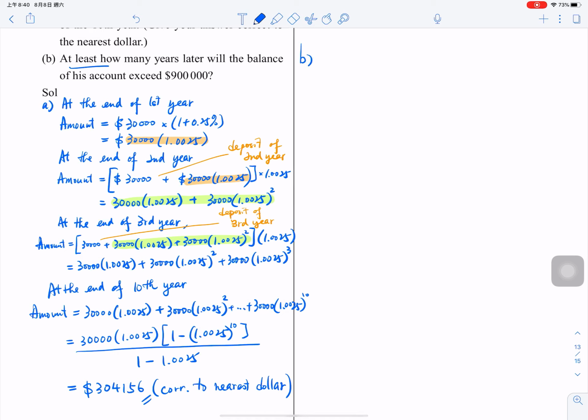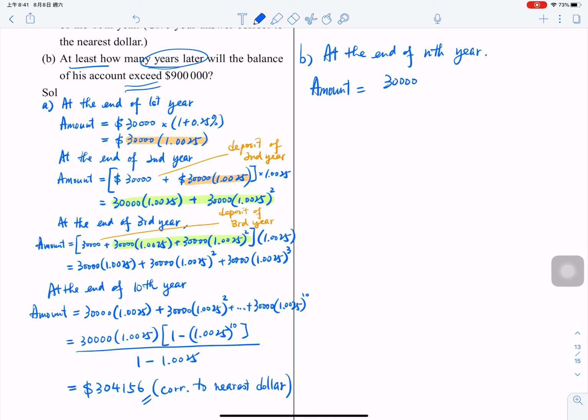Okay? Part B. At least how many years later will the balance of his account exceed $900,000? You see, after 10 years, you get $304,000. Then how many years later do you get to exceed $900,000? At least how many? Okay, so maybe I write as at the end of nth year. What is the amount? Yeah, just now written as 10 years.